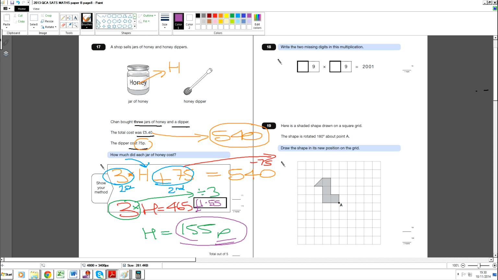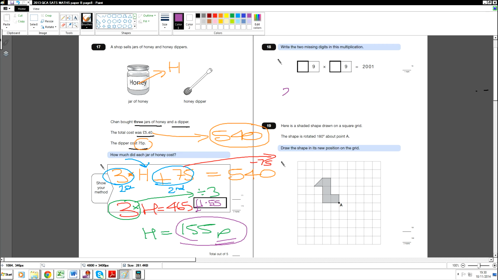Okay, question number 18. Now, if you want to work out what these missing numbers are, we can do the reverse question. The opposite of times by something with a 9 in it is divide.